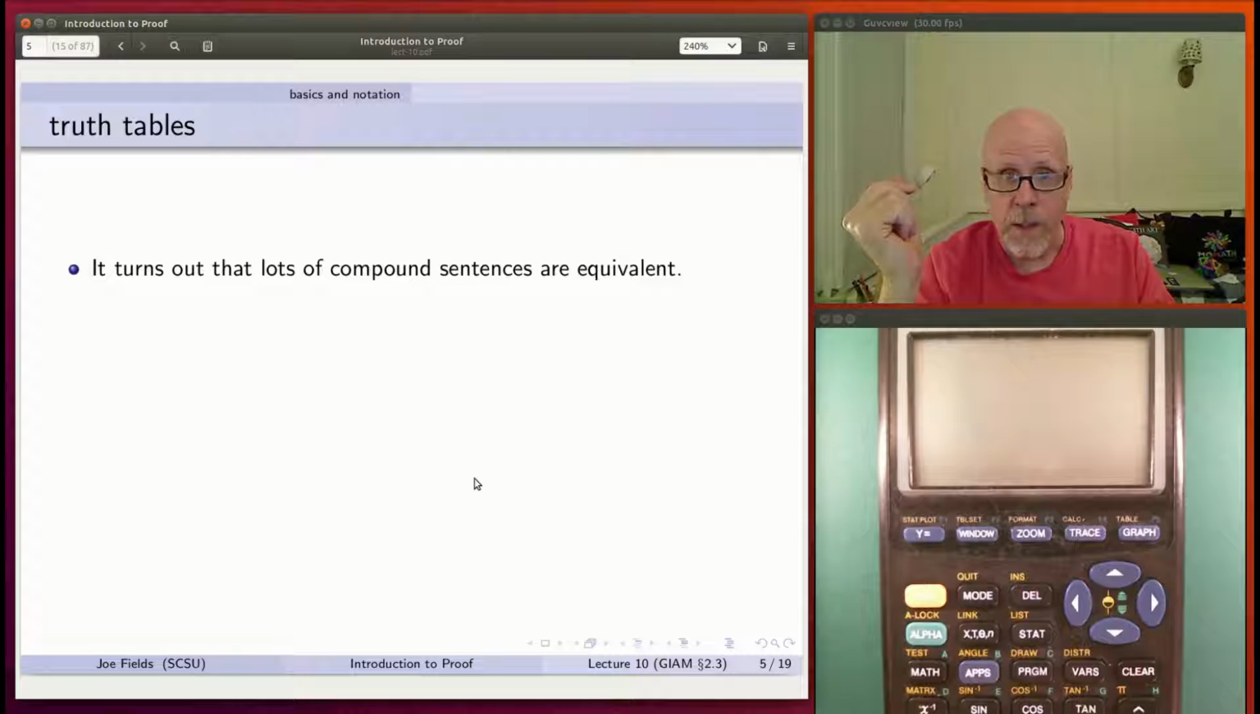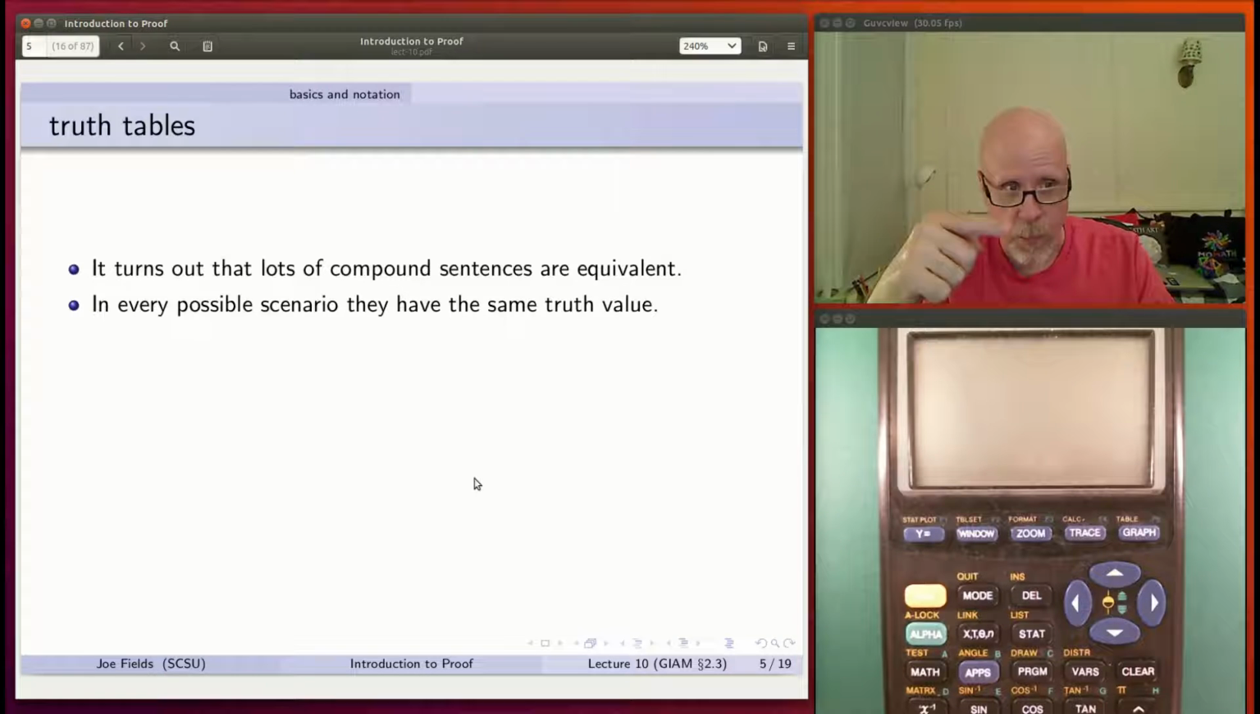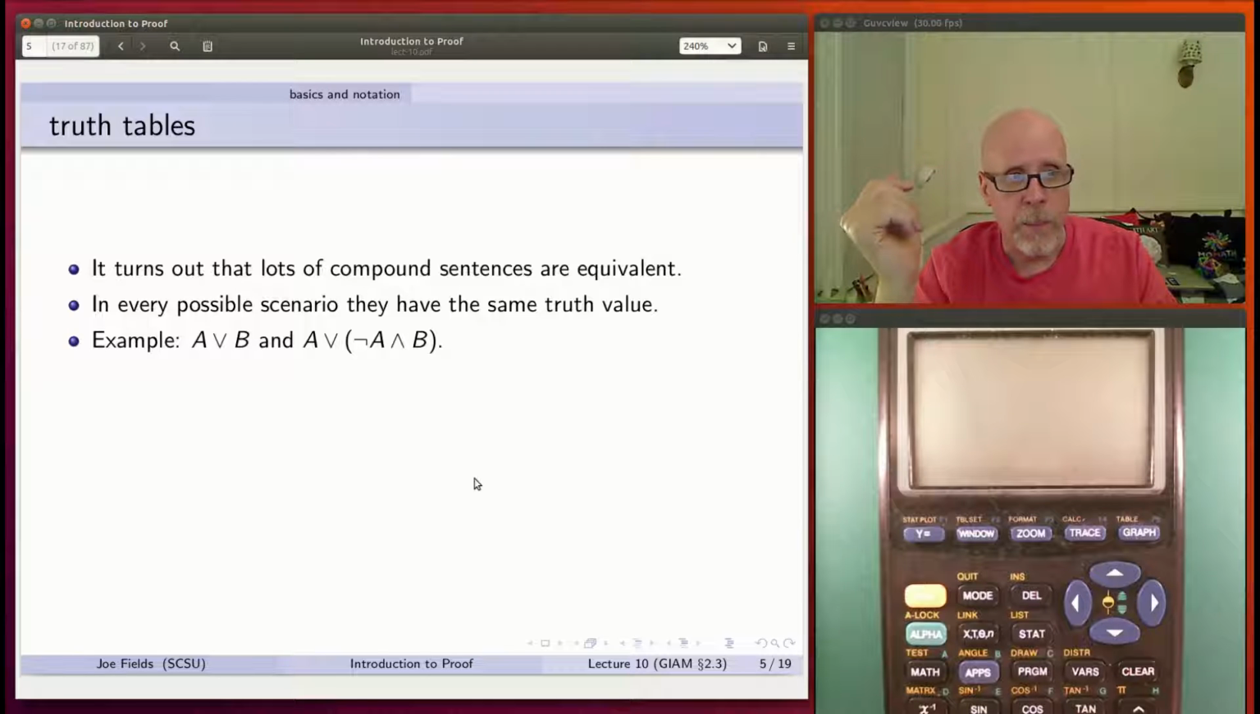Well, it turns out that lots of compound sentences are equivalent. So, again, repeating what that means: in every possible scenario, and the rows of a truth table should be thought of as possible scenarios. Each row indicates a different pattern of true and false on the input variables, the predicate variables we're using. So if in every possible scenario they give you the same result, that's a pretty strong sense of equivalence. Here's a great example. A or B is exactly the same meaning as A or (not A and B).